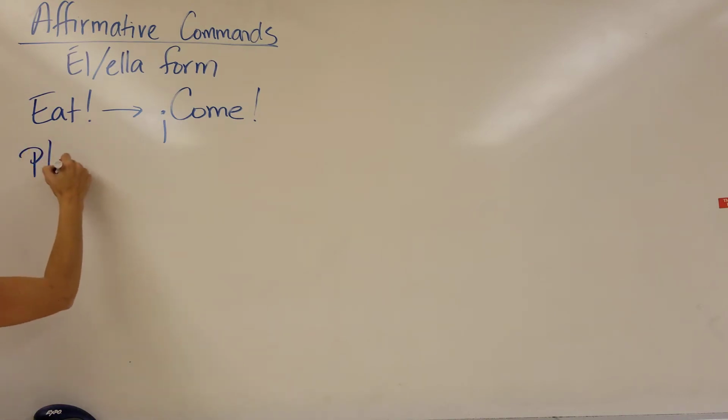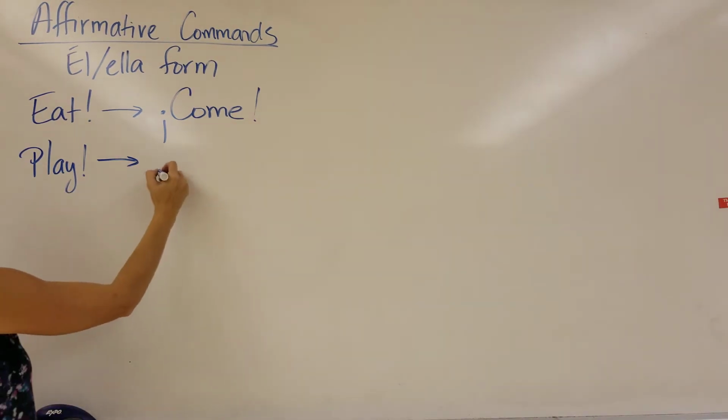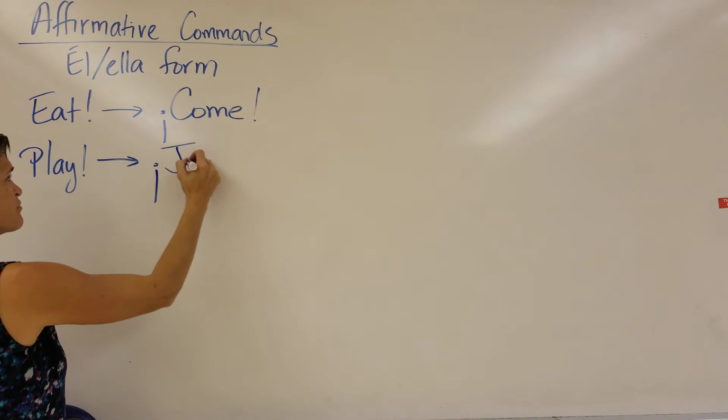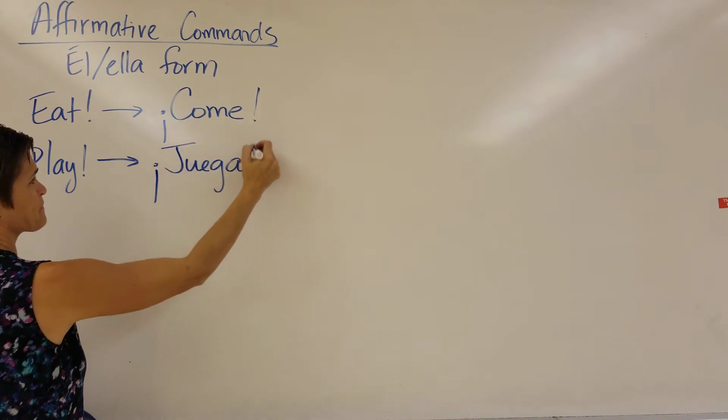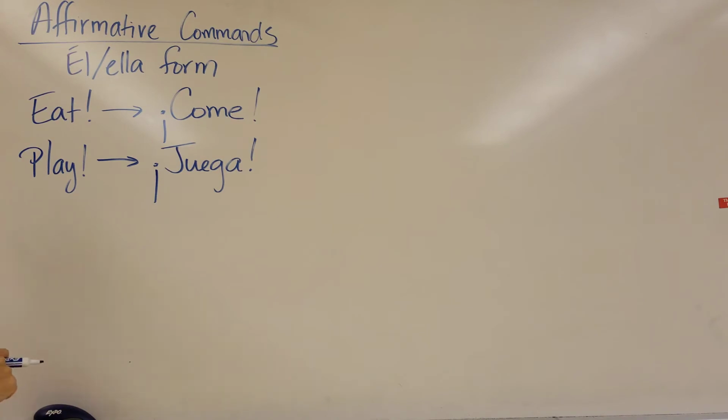Remembering that if we have a stem changing verb, we're going to do any kind of changes required for the el, ella form. So if I tell someone play, the el, ella form is juega, therefore that's how I say my command, juega. We do use direct object pronouns in this chapter too.